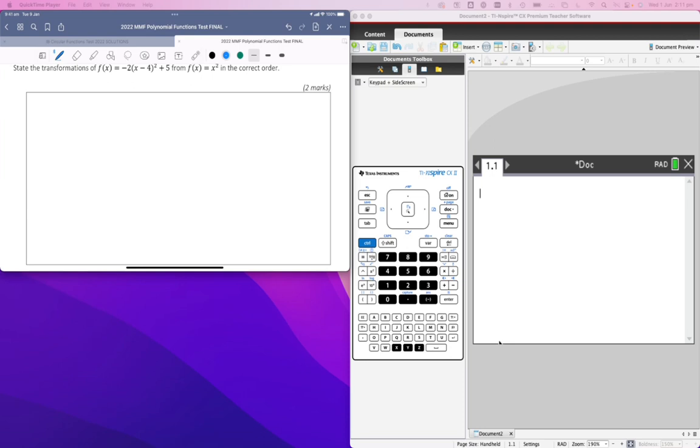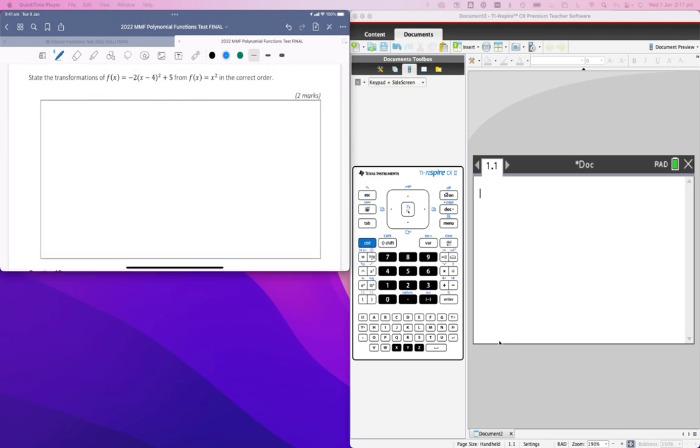Just to remind you, my tried and true method for writing them in order is to remember TURD, DIRT, like that, TRD, DRT. It's not unique. It's not the only way that you can get the transformations in the right order, but I have found this to be the most consistent way. And so we list the X transformations first, and then we list the Y transformations second.